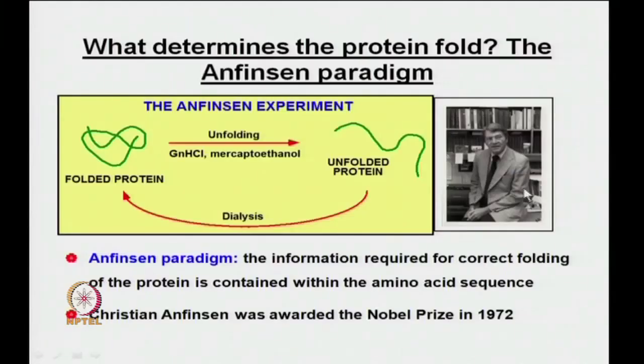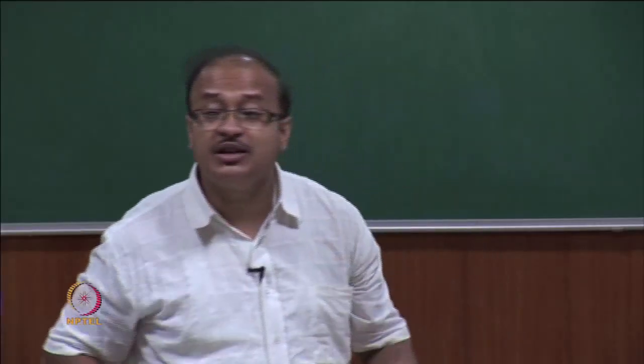This is Chris Anfinsen. He was awarded the Nobel Prize for his pioneering work in 1972, and what he said is his paradigm. It says that the information required for correct folding of the protein is contained within the amino acid sequence. What it means is that it is the primary sequence.